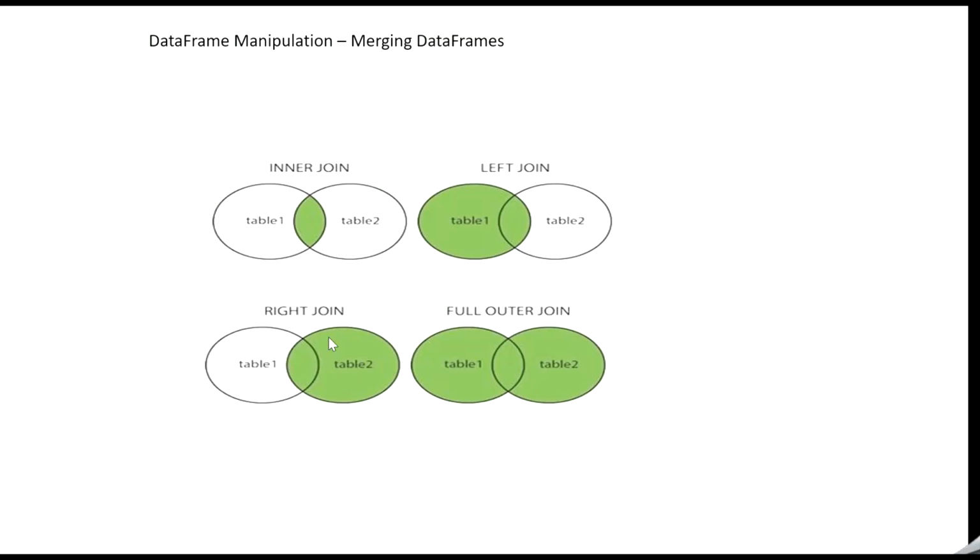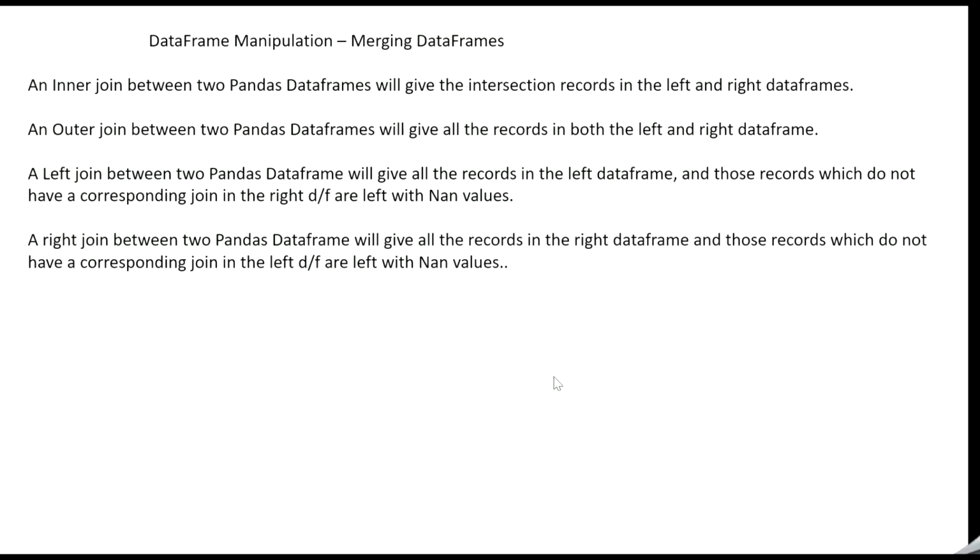And now right join, it will have all the records in the right data frame. And if the record is present in the left data frame, data will be populated, else it will be populated with NaN values. Full outer join. So outer join means it will have records from both the left data frame as well as the right data frame. Now let's look into it in detail.